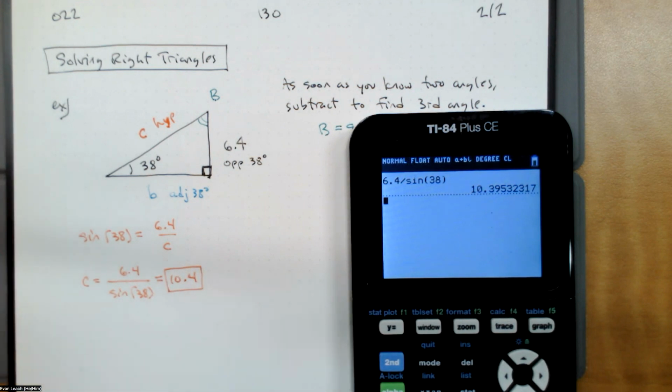I didn't give any units. This is a math class, but if these were all centimeters, then this could be centimeters. If you want to be old school, inches. If you want to say it's football season, we'll use yards.